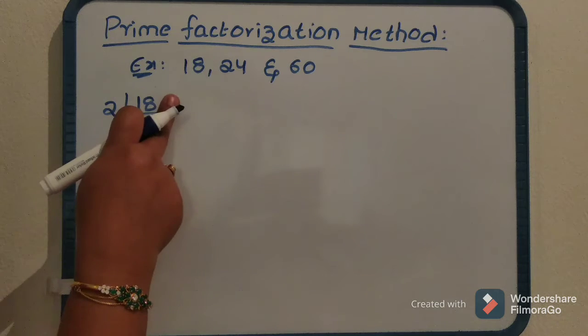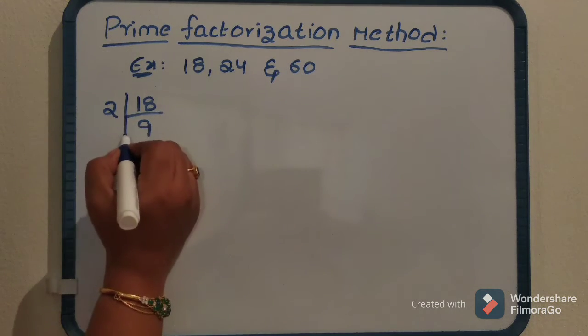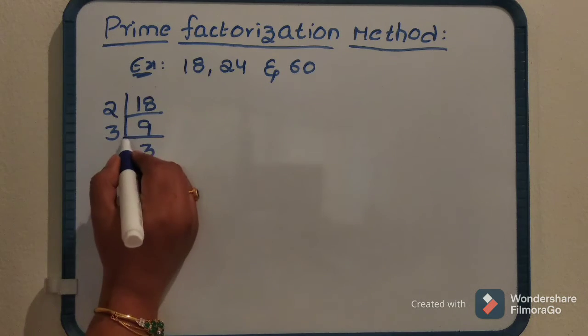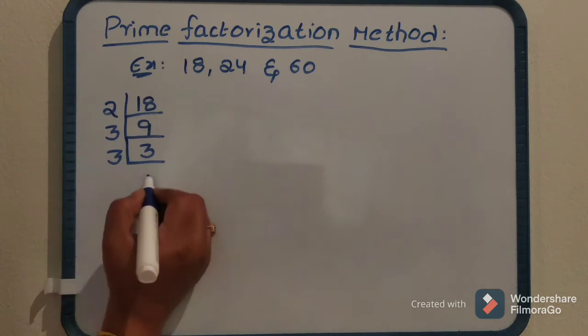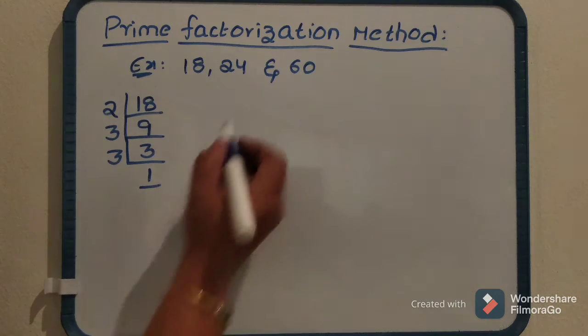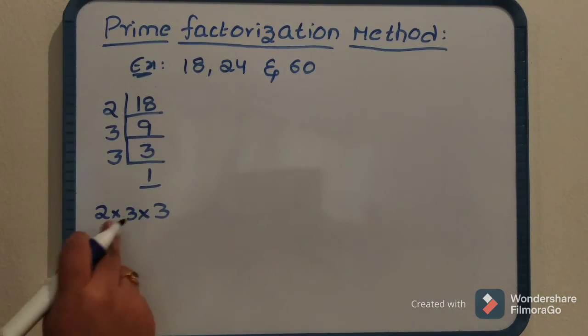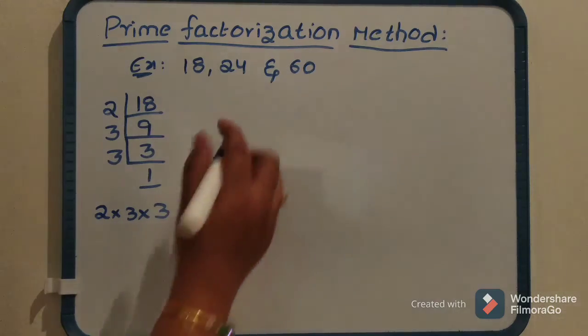2 divides 18, leaving quotient 9. 3 divides 9, leaving quotient 3. 3 divides 1 time. So, prime factorization of 18 is 2 into 3 into 3.